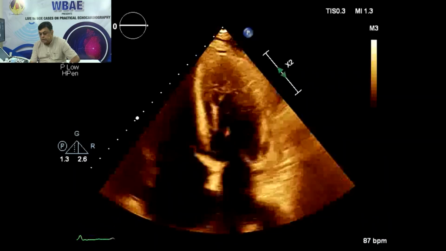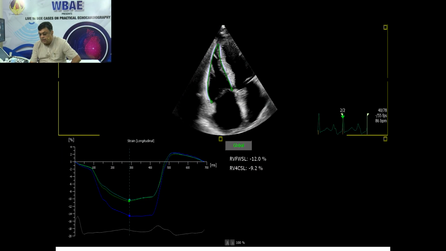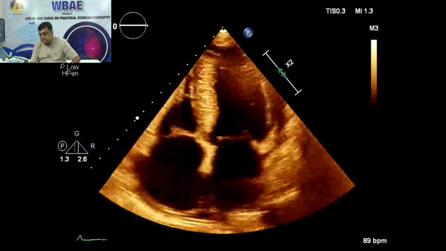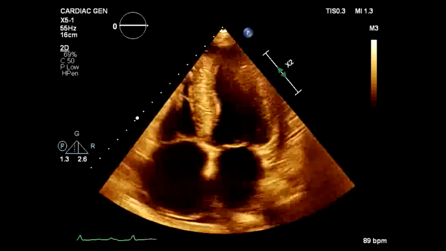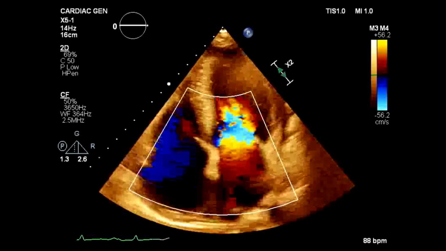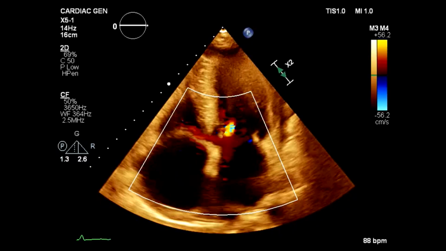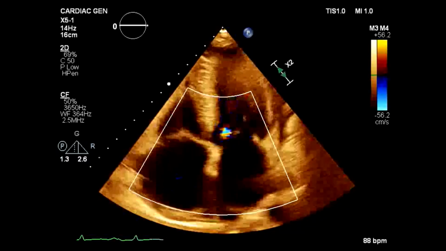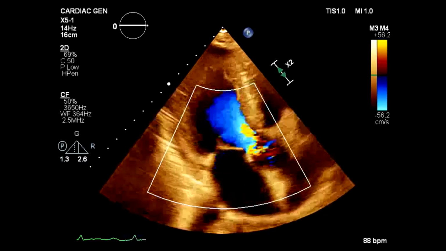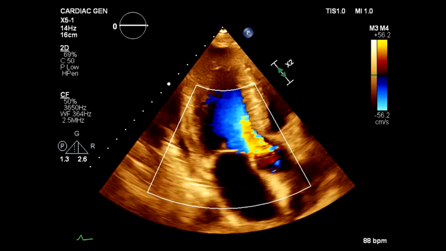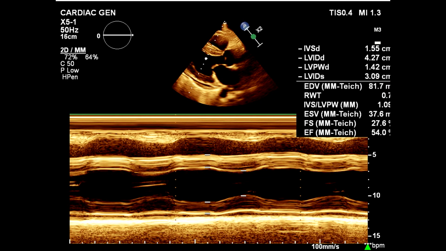You can see the dilated LA and the dilated RA, and we have done the RV strain. The RV strain was minus 9.2 to minus 12, which was definitely less. Then this was the typical small MR and the small TR. The AR was significant, which I told you.